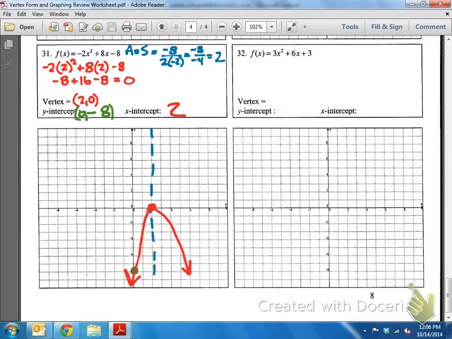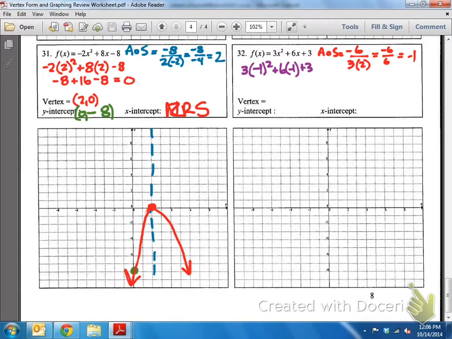All right, let's take a look here at number 32. So again, we have another graph. We have another trinomial, a quadratic equation in standard form. So let's find the axis of symmetry, negative b over 2a. So negative 6 over 2 times 3, which will give me negative 6 over 6, which gives me negative 1. Let's go ahead and plug in negative 1. And this is what we're going to get.